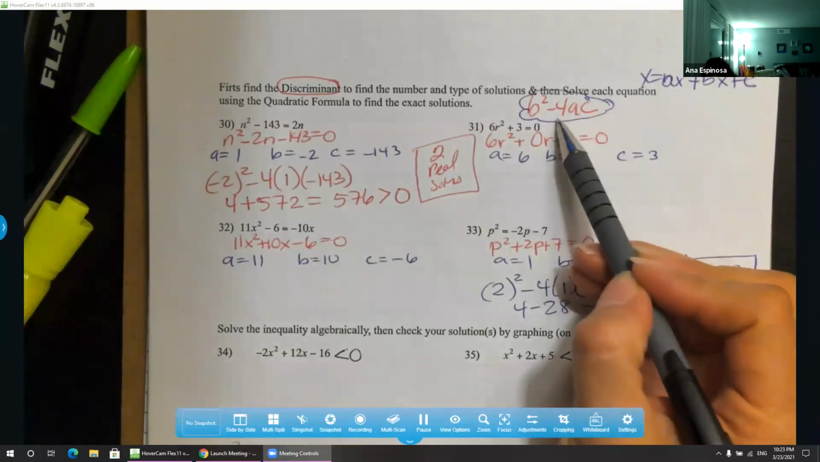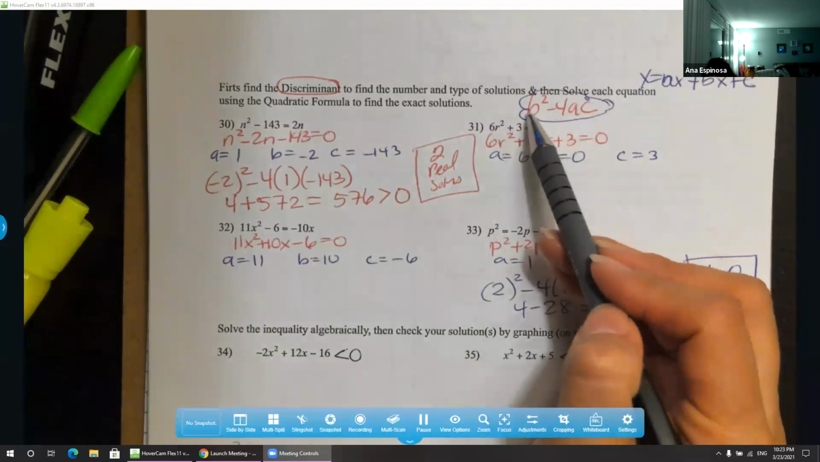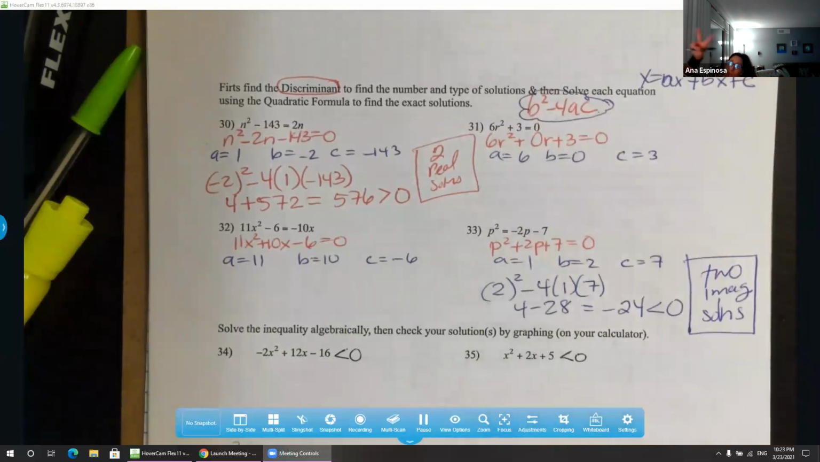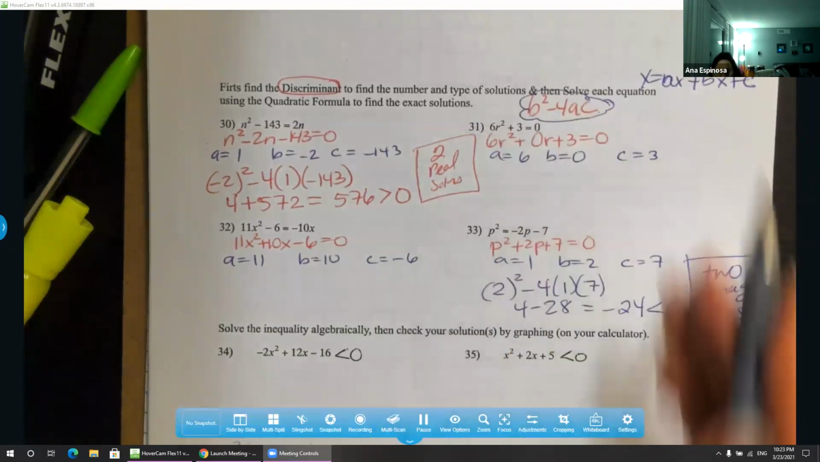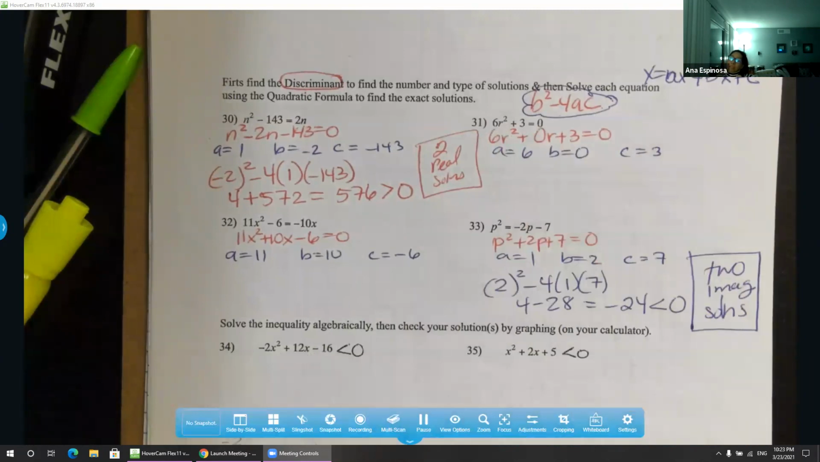So just imagine you have this piece under a radical. If you have a positive number, you're going to have two solutions, because the quadratic formula has a plus and a minus outside the radical. That's why you have two solutions. If you have a 0 under the radical, the square root of 0, it doesn't matter whether it's plus 0 or minus 0, as we went over today. 0 is neither positive nor negative, so you will have just one solution. And if you have a negative under a radical, you're going to have imaginary numbers. So that'll be two imaginary, 0 real solutions.